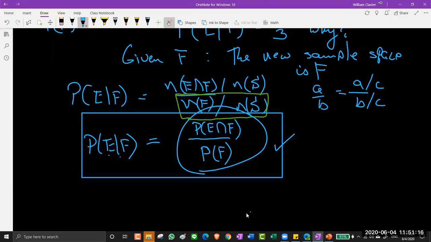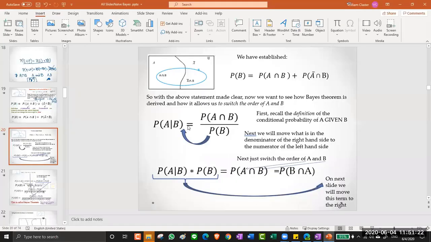Everybody remember that? Yes, Professor. Okay, so now we're referring to that here. So that's here. So the probability of A given B is this. This is not Bayes' theorem. We haven't gotten to Bayes' theorem yet. Just reviewing our definition of A given B.